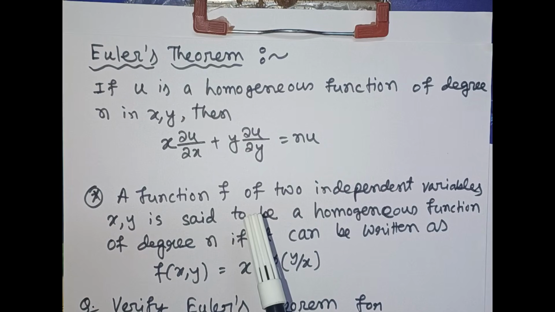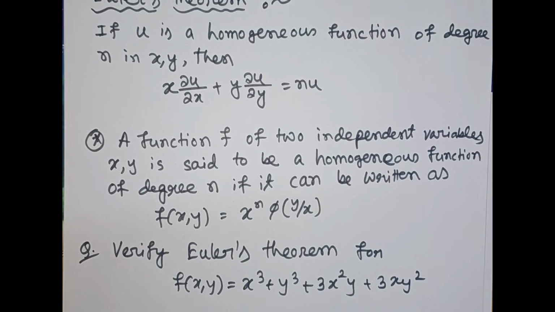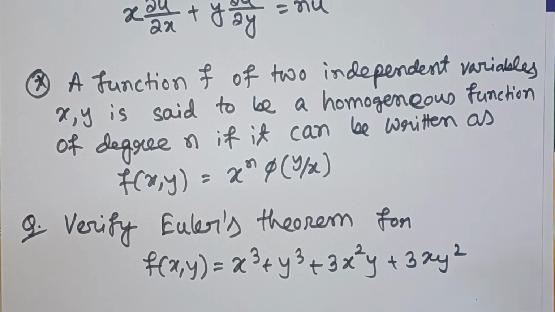A function f of two independent variables x, y is said to be a homogeneous function of degree n if it can be written as f(x,y) equals x to the power n phi of y by x. If we can write a function in this form, where phi of y by x is a function of y by x terms, then n is called the degree of the function f. Okay, now some types of questions will come from this topic. First one is verify Euler's theorem, and second one is some other questions which we will learn later.